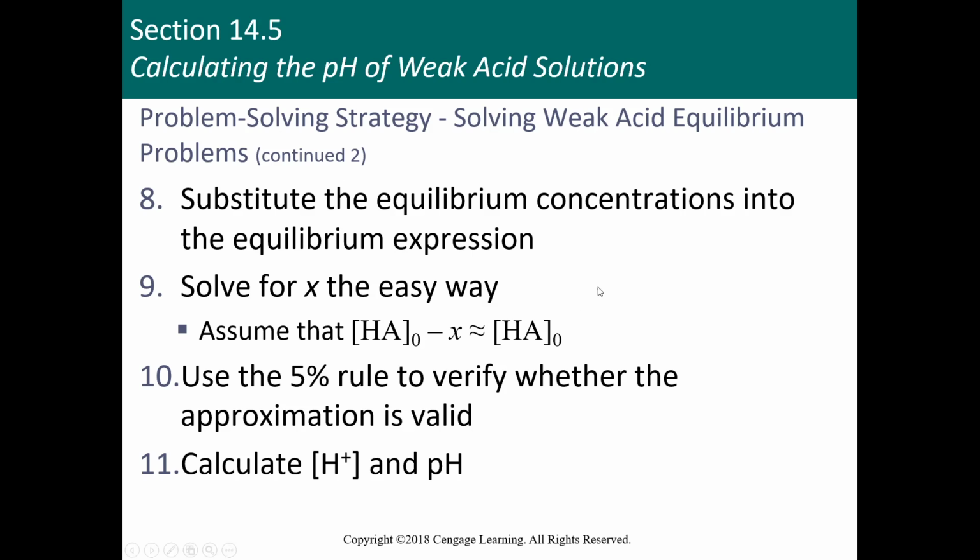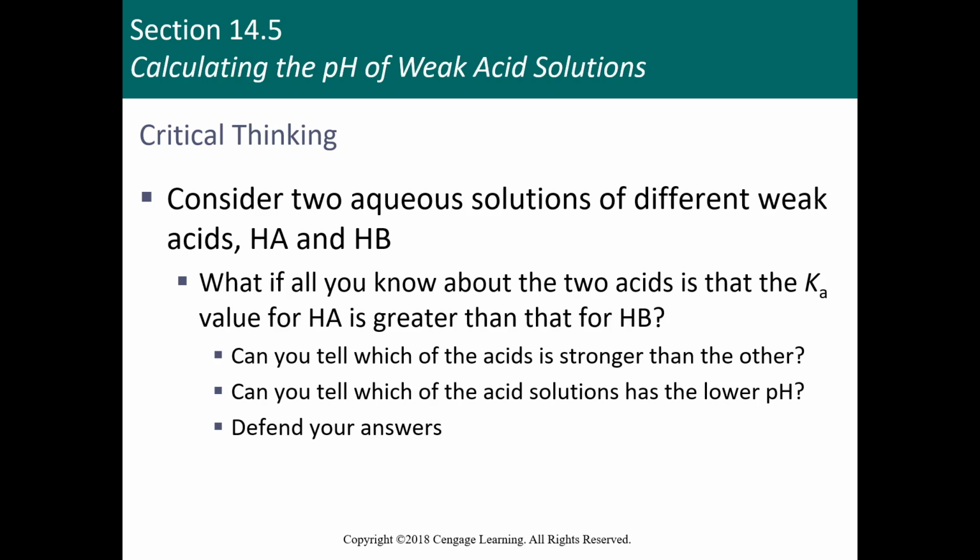Solve for X the easy way. So if you have a value that is minus X to a much larger initial concentration, you can just use that initial concentration just like before. You remember the 5% rule we talked about before? Well, same thing here. And then we can use the 5% rule to, of course, verify whether the approximation would be invalid. Then the last part is you're going to calculate the H+ and the pH of your values.